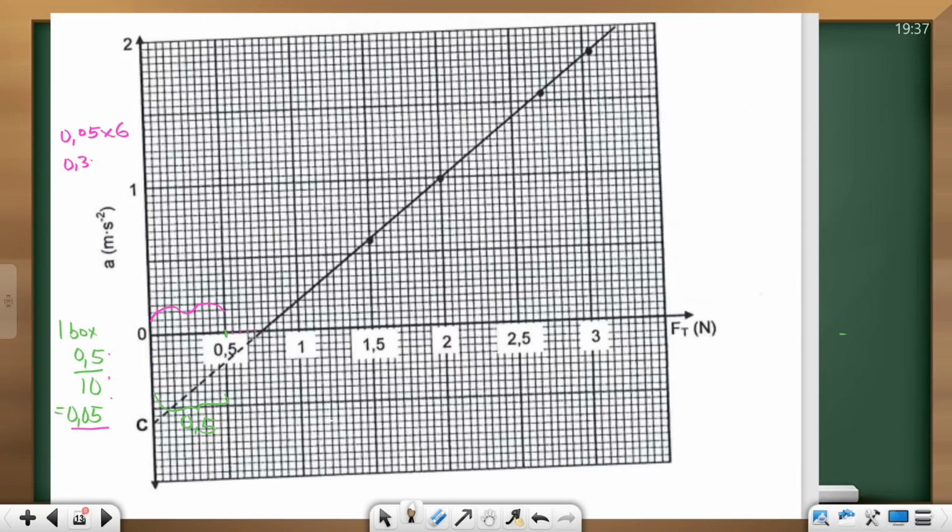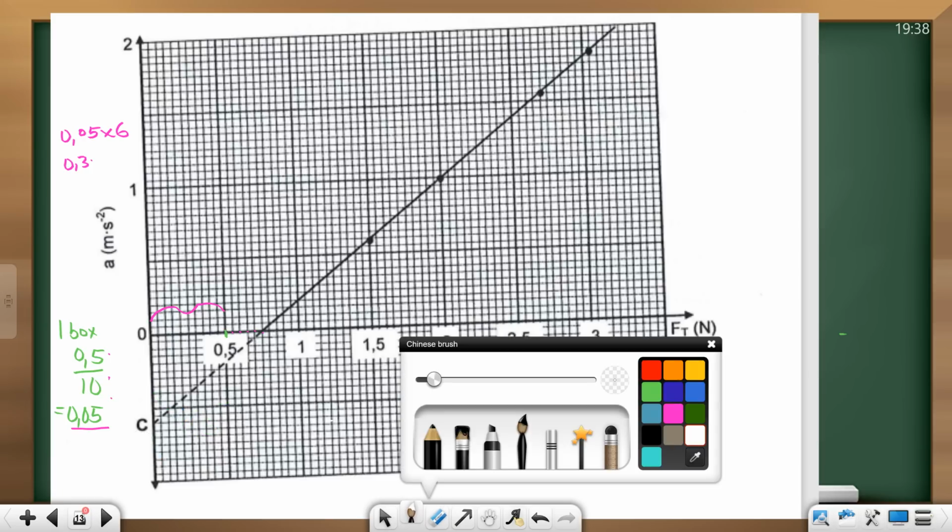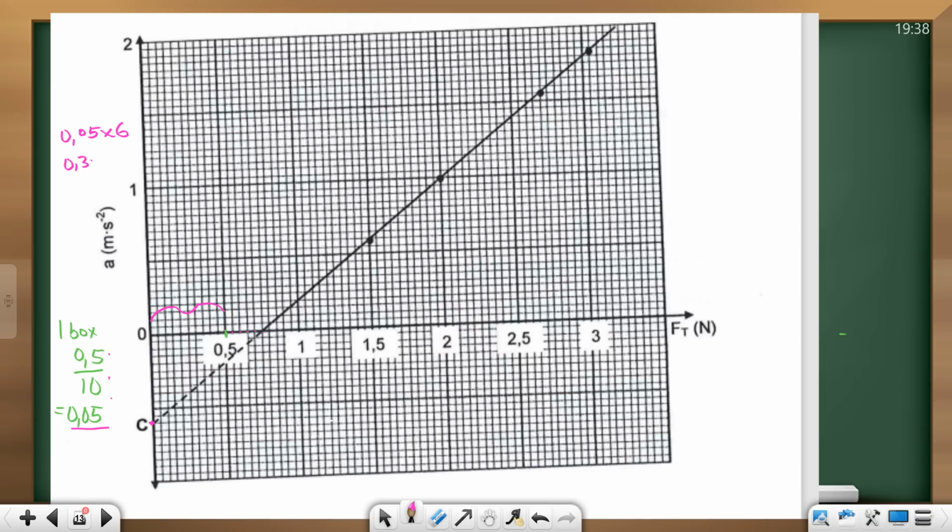Don't even stress. Already we have 1 point: 0.8 and 0. Are you aware that's the x-intercept? Do me a favor. I want us to read off this point. I'll give you a moment. Read off point C for me, the y-intercept.